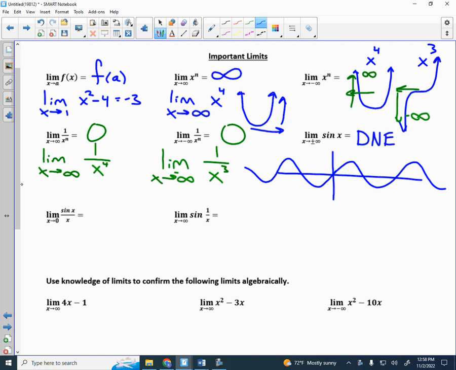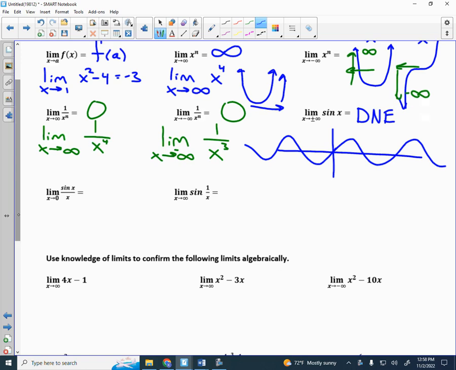Now, some people say, well, Mr. Gens, does that mean that anything that has a trigonometric function like sine, it will just be does not exist? And hopefully you guys know well enough now that these always statements, they don't really work. In fact, in this situation, it's very interesting.